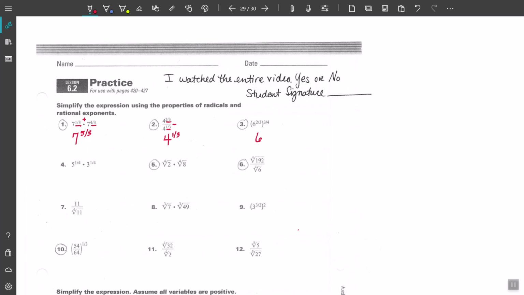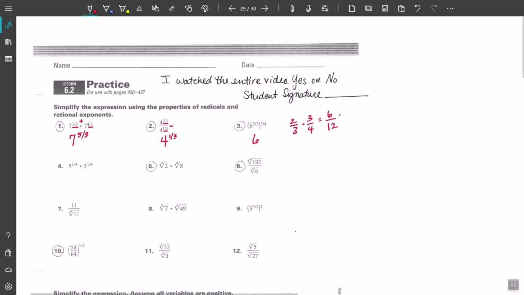So of course you have to remember that when you multiply fractions together, you're multiplying the numerators and multiplying the denominators, and then we're going to reduce, just like you would in any multiplication problem with fractions. So instead of writing 6/12 as our exponent, we're going to write 1/2.